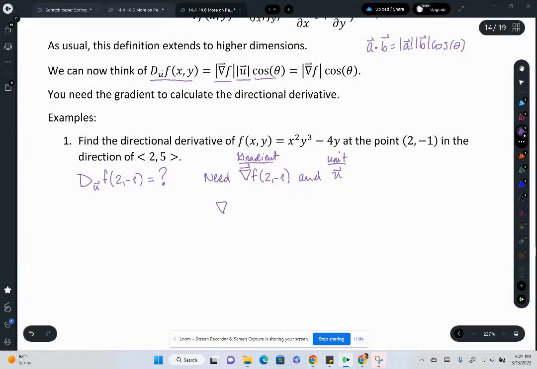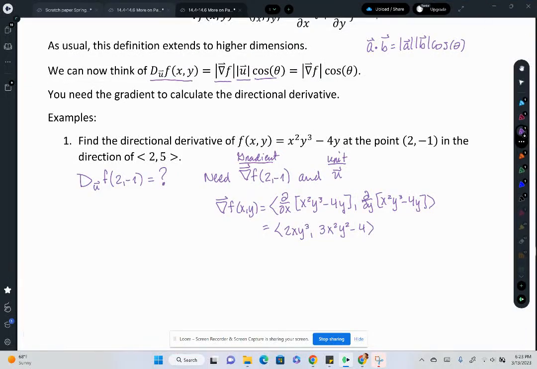In order to get the gradient vector evaluated at a point, we need to first calculate the gradient vector. So let's do that. The gradient vector of f of x, y is equal to, well, I'm going to write out all the gory details here. In the first component, it's del x of x squared y cubed minus 4y. The second component is del y of x squared y cubed minus 4y. So I go ahead and take those derivatives. The first component becomes just 2xy cubed. The second component becomes 3x squared y squared minus 4. Okay, that's it. That's my gradient vector as a function.